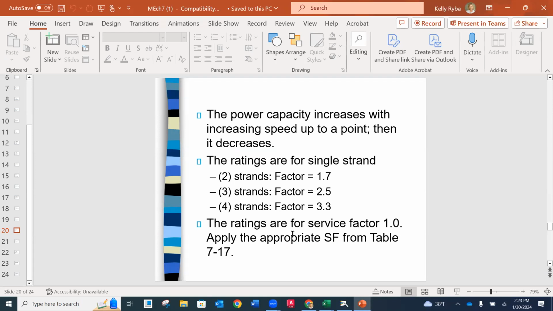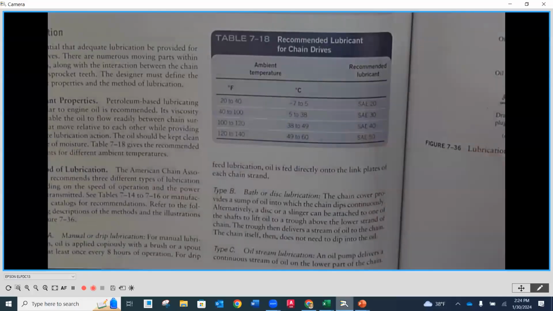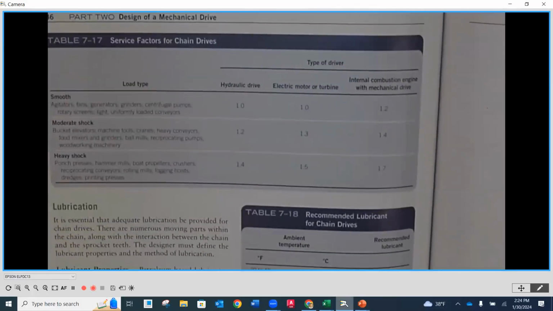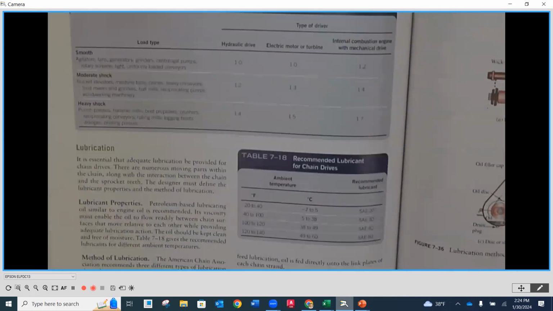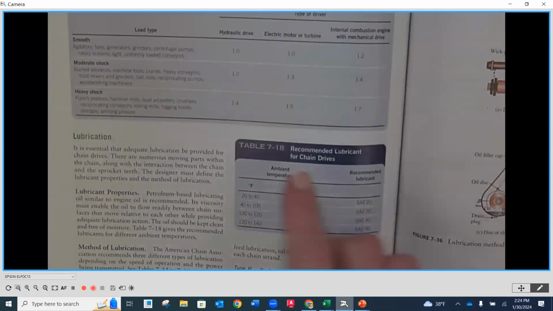The ratings have a service factor of 1. Okay, so you're going to be applying that service factor if it's something different than 1 according to your application. So if we look at page 286, you're going to find table 717, and we've done this a couple times for different applications, and this helps us to kind of customize it, if you would.